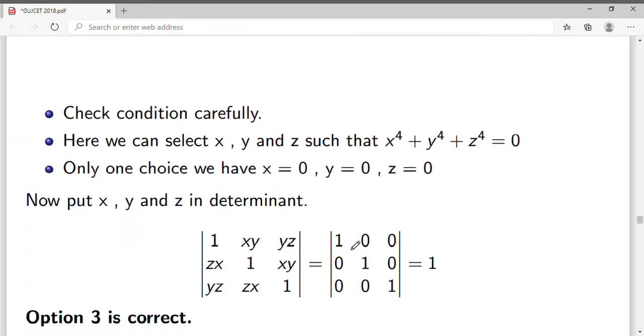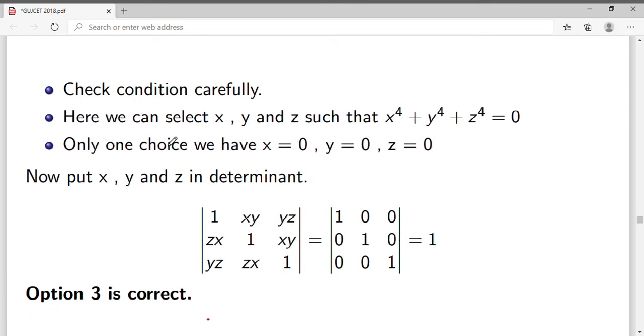Check the condition carefully. This condition is fulfilled only for one choice, x is 0, y is 0 and z is 0. Now we have to put this value in the given determinant. So 1 stays as it is, xy is 0, yz is 0, again here 0, 1, 0, 0, 0, 1. So we get this determinant. Now evaluating this determinant, the answer is 1. So option 3 is the correct option.